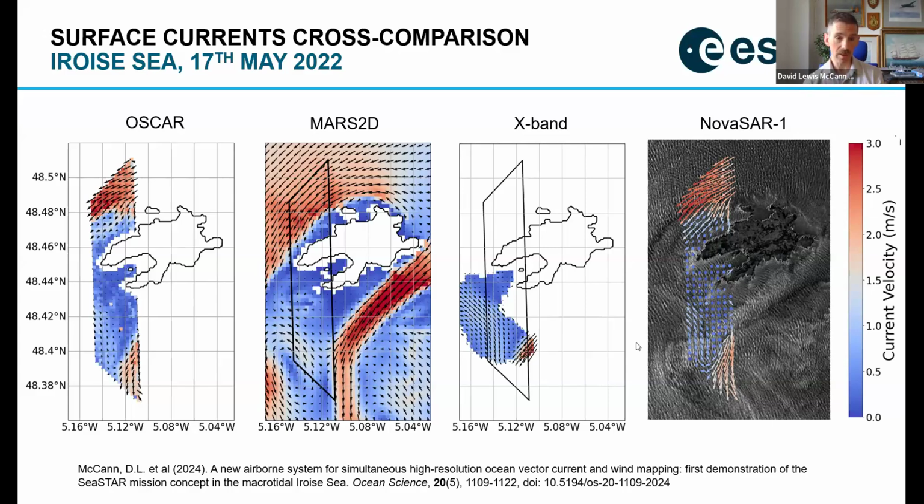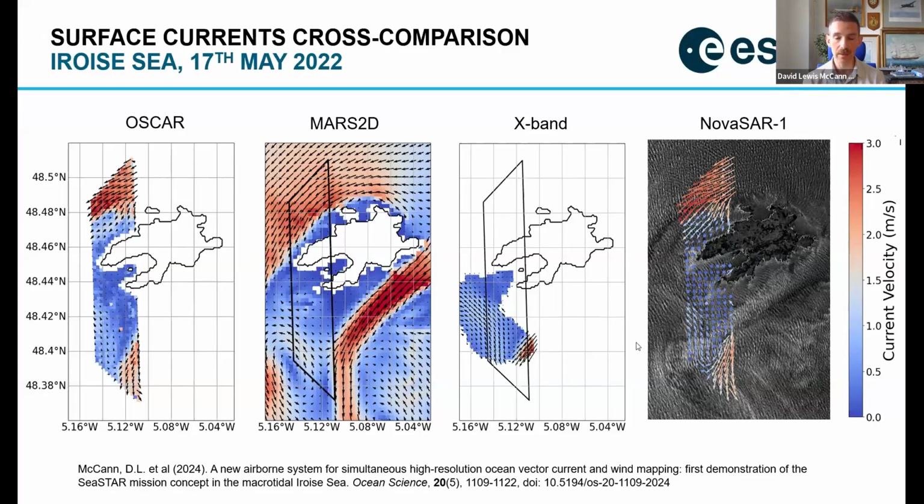So we have, apart from Oscar, a 2DH numerical model, Mars 2D, which is developed by LOPS in France. We have the X-band derived surface currents from La Jumente Lighthouse. Unfortunately, not covering much of our swath, but that's a consequence of the range of the X-band. And then also we had some really beautiful Novasar 1 imagery from about an hour's difference, I think, from our acquisition, with our current vectors overlaid on it.